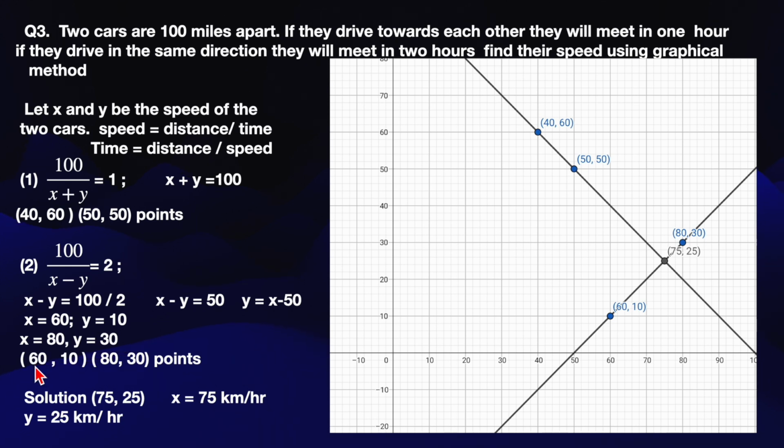So first point 60, 10. So here x coordinate is 60, y coordinate is 10. This is the point. 80, 30, this is the point. Okay, join them, and this is the second line. This is for this equation. Okay, they both intersect at this point. Let's find the coordinates of this point. If you draw a line like this, you can see that the x coordinate is 75. Draw a line like this, the y coordinate is 25. So solution is 75, 25. That is x is equal to 75 kilometers per hour and y is equal to 25 kilometers per hour.